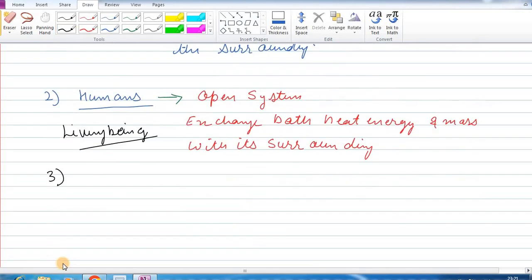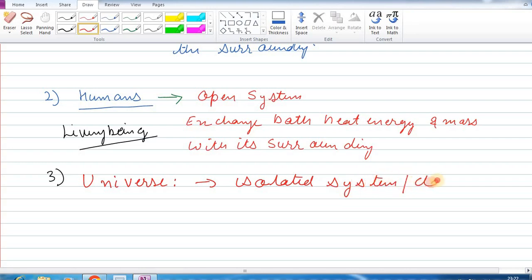What about the universe? So the universe is a kind of closed system. The universe is a kind of isolated system. Remember, all isolated systems are closed systems. Or you can also say that it is a closed system as well, because all isolated systems are examples of closed systems, but the reverse of that is not true.